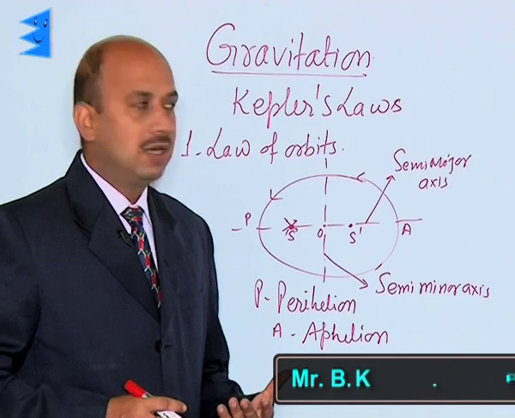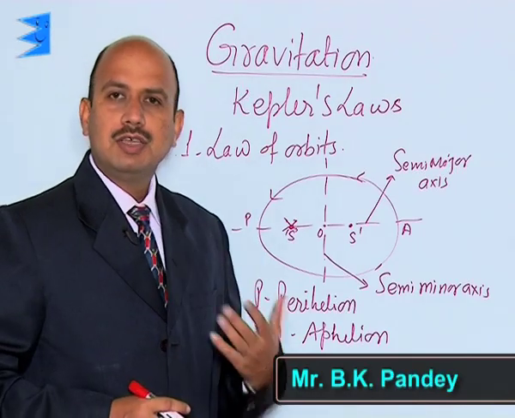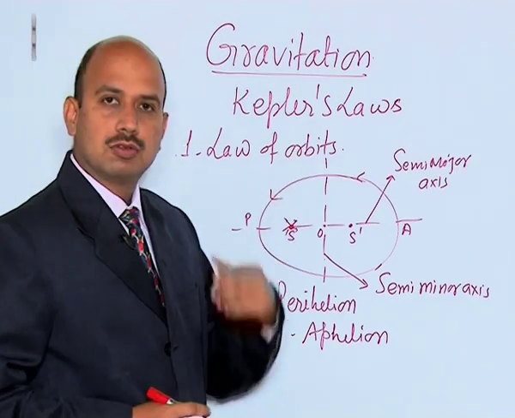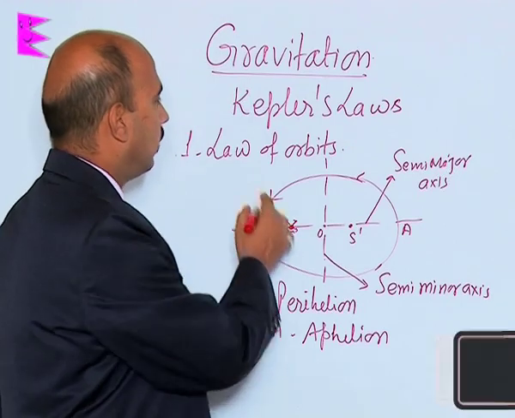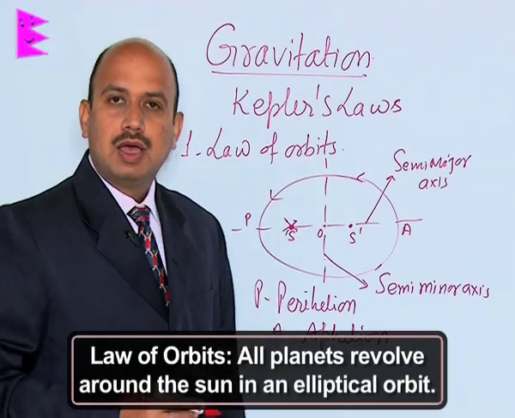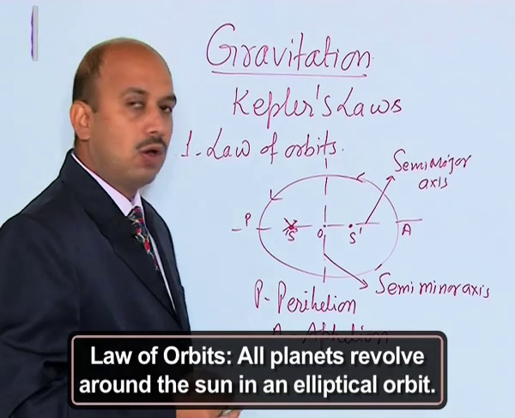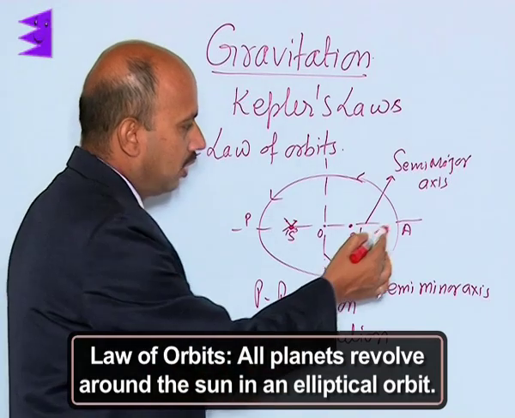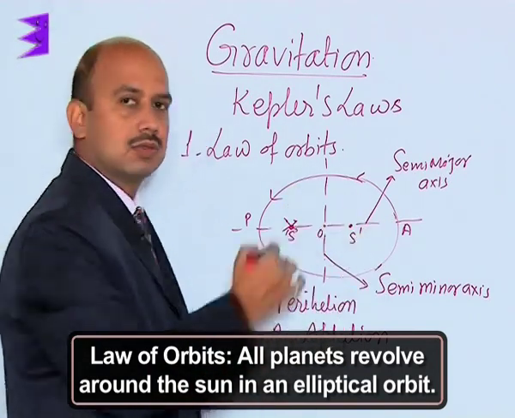Now see the next chapter, that is gravitation. In gravitation, the first part is Kepler's laws. In Kepler's laws, the first one is the law of orbits. According to this law, all planets revolve around the sun in an elliptical orbit.